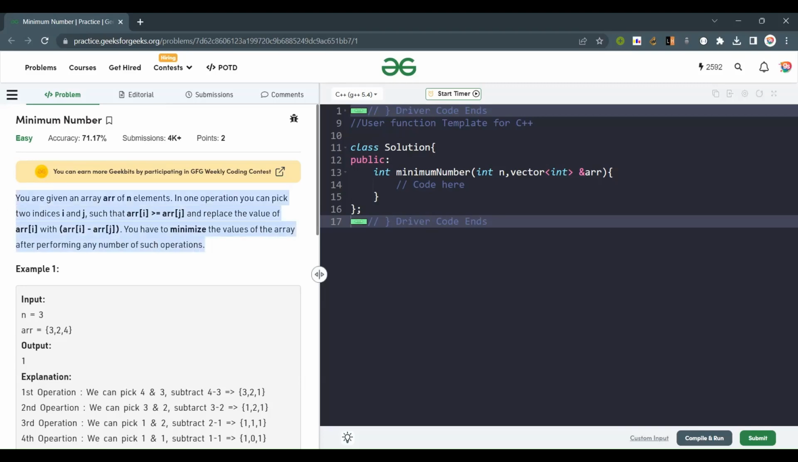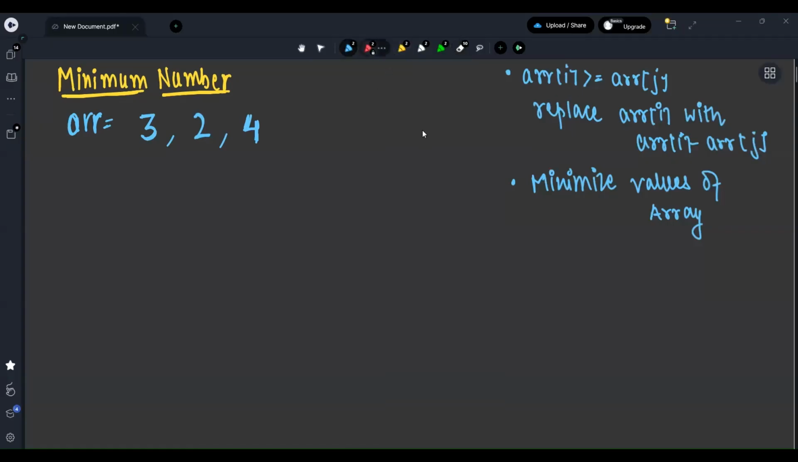So let's understand the problem. First thing that we have is if array[i] is greater than or equal to array[j], replace array[i] with array[i] minus array[j]. Secondly, we have to minimize the values of the array. Let's understand with an example.